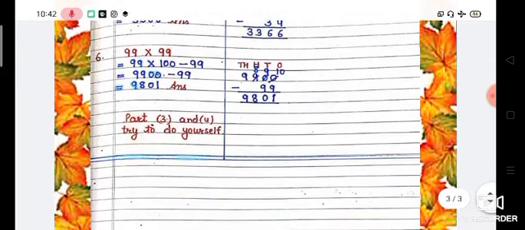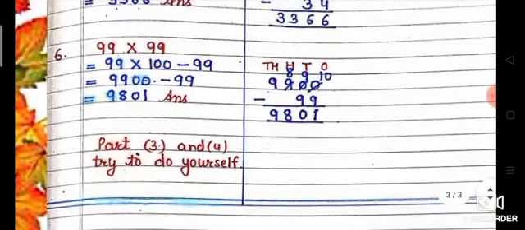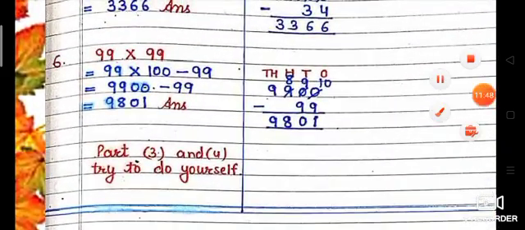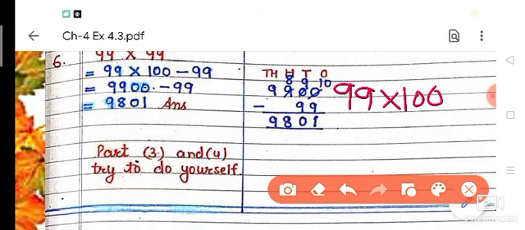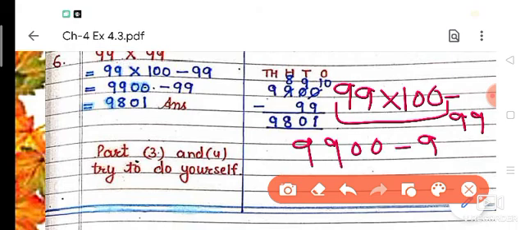6th part. Now come to the 6th part. When it is given 99 multiply 99, how will we do it? Okay, start doing with me. Firstly 99, I am writing here. 99 is there. Don't touch this 99. Next one, 99, what are we doing? We are not taking 99, we are taking 100. Okay, then what number do we have to subtract from it? That is 99 only. So 99 multiply 100, that is 9900 minus 99.